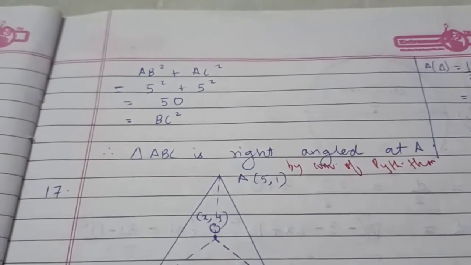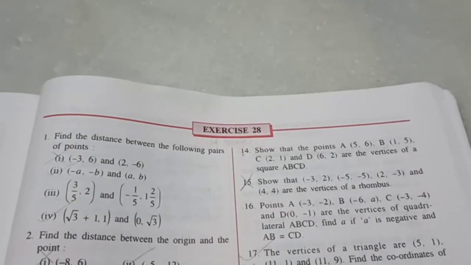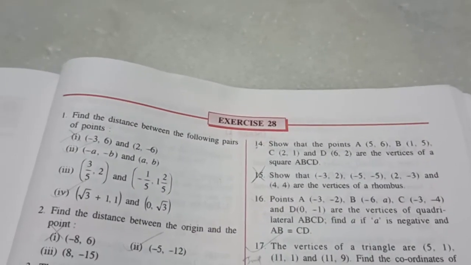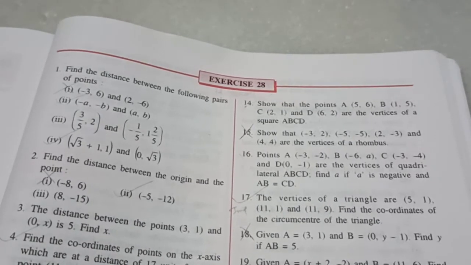Now the 17th sum. Cancel the 15th sum, it's too easy. Just prove all sides equal. The 17th sum is IMP, it's a unique sum.